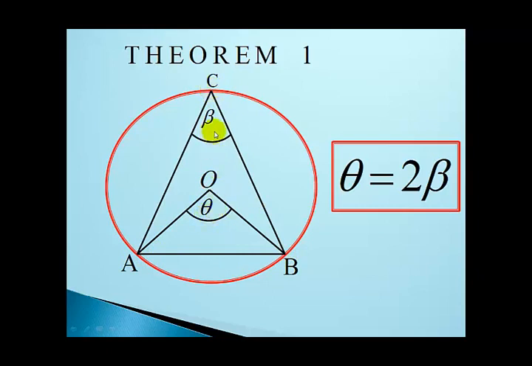That is, when you multiply the angle that the chord AB sustains at the circumference, that's at point C, by 2, it is equal to the angle that the same chord AB sustains at the center of the circle, that is theta. And so the angle theta is equal to 2 times the angle beta. So theta is equal to 2 beta.